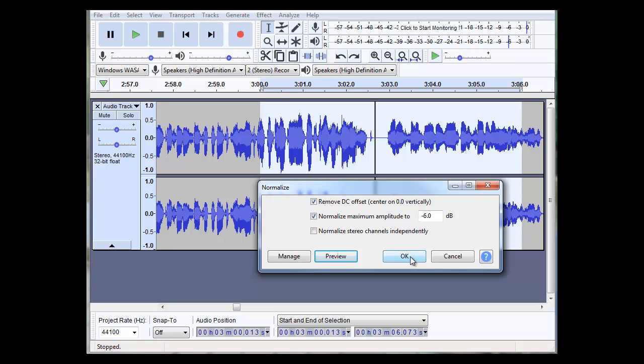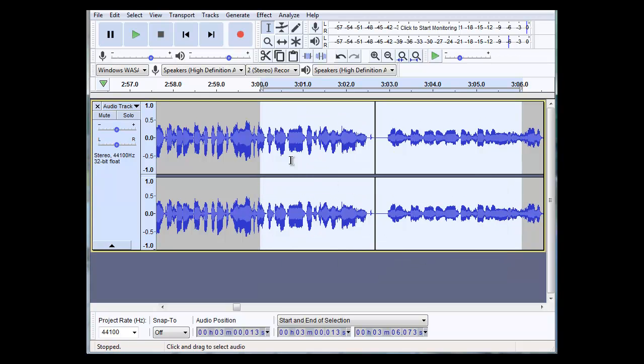And if I go through with the effect, it's still coming up distorted because both of these voices are completely different.